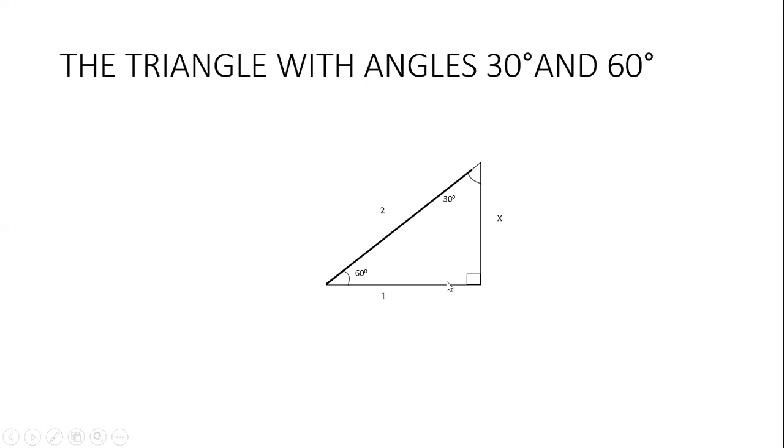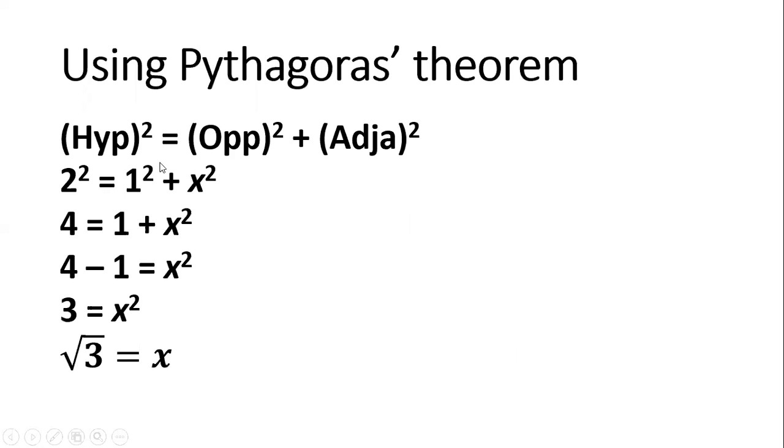So we can use our Pythagoras theorem now, which states hypotenuse square equals opposite square plus adjacent square. So 2 square equals 1 square plus x square. 2 square is 4, 1 square is 1, x square is still x square. So 4 minus 1 equals x square. So x square equals 3. We find the square root of both sides. So x is root 3. That's the SURD form.